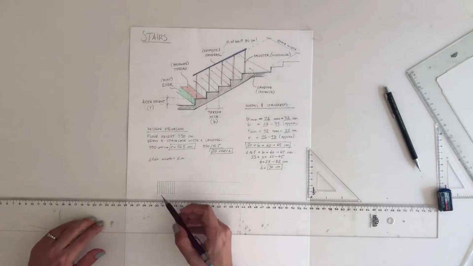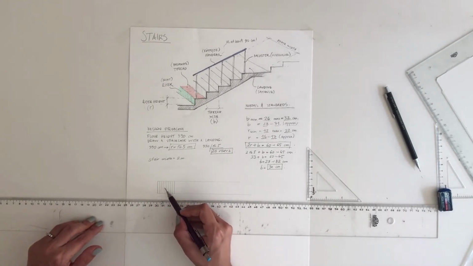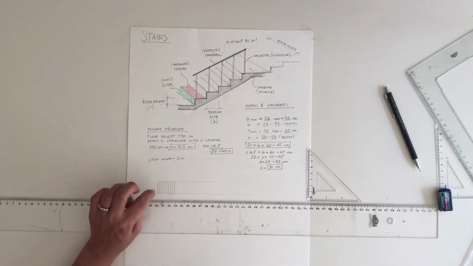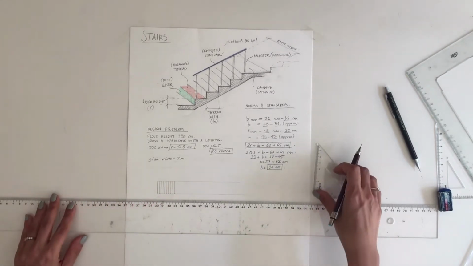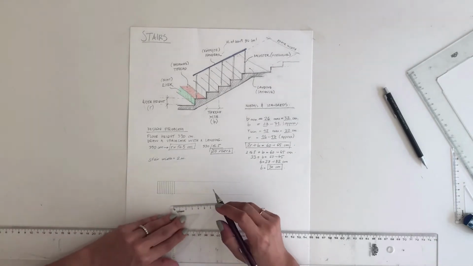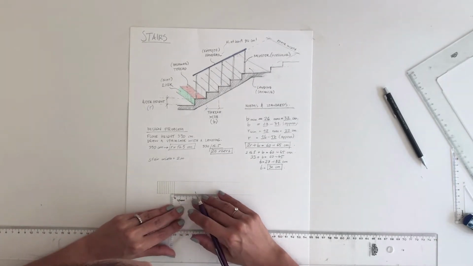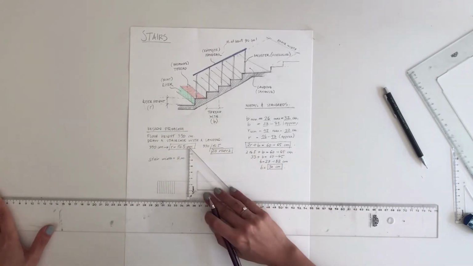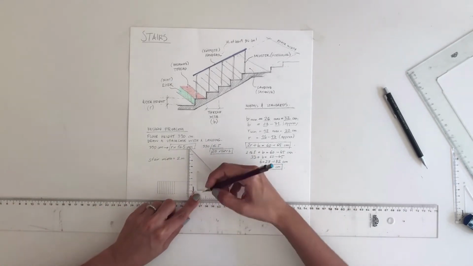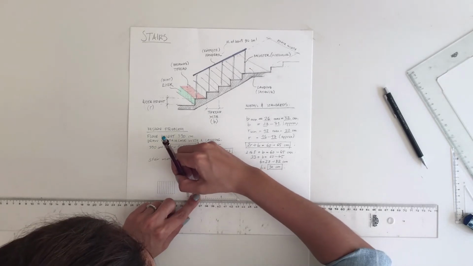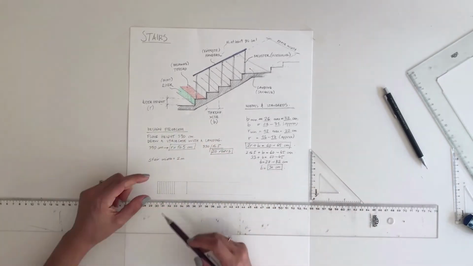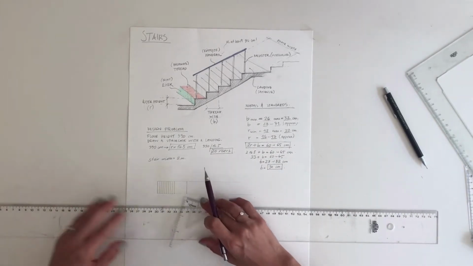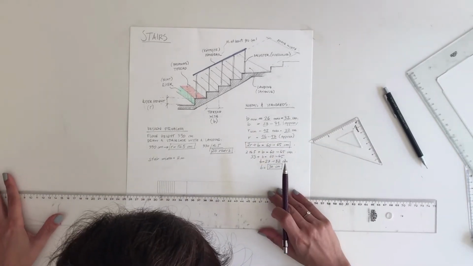So let's check if it's true. 1, 2, 3, 4, 5, 6, 7, 8, 9, 10. Yes, I have 10 steps, 10 risers in the first part. Before passing to the second part, I should put here a landing. I should put here 2 centimeters, 2 meters in real life. Why? Because my stair width is 2 meters, so the landing should be the same as the stair width. Okay, now I can put the second 10 steps of my staircase.